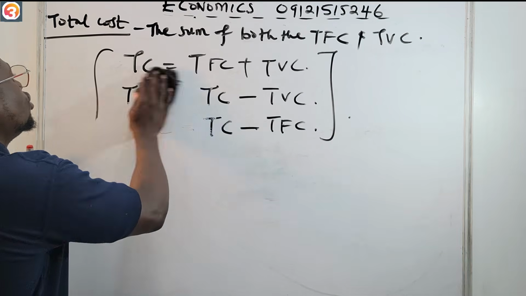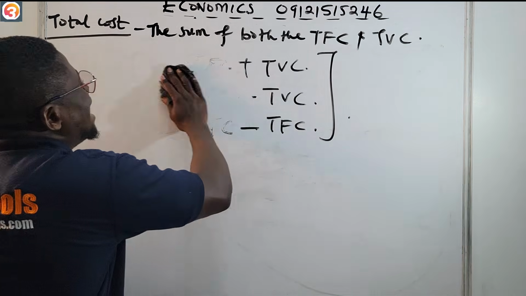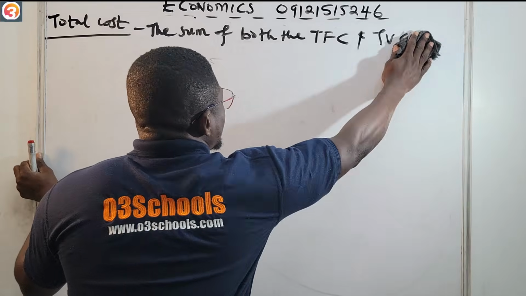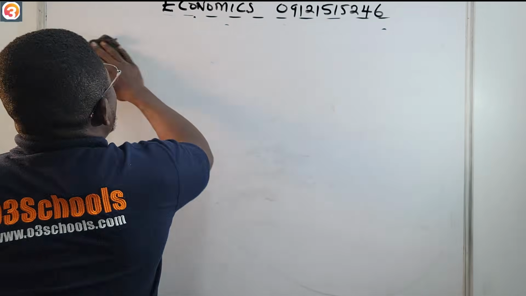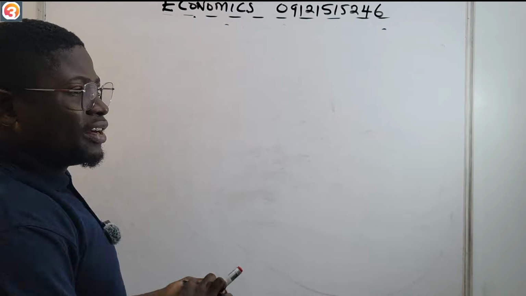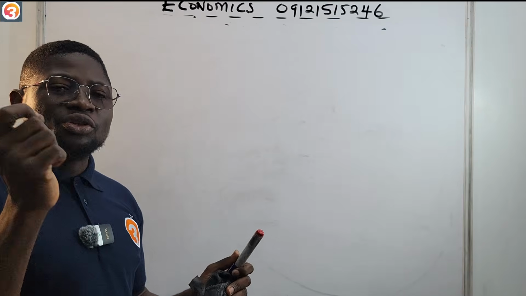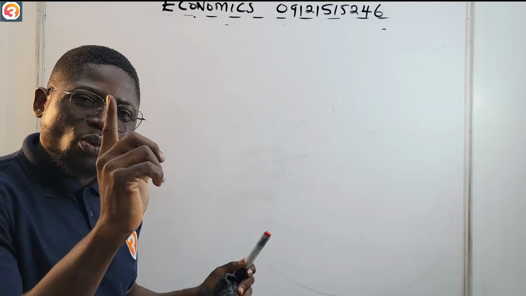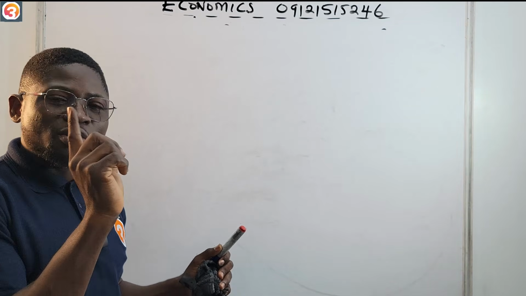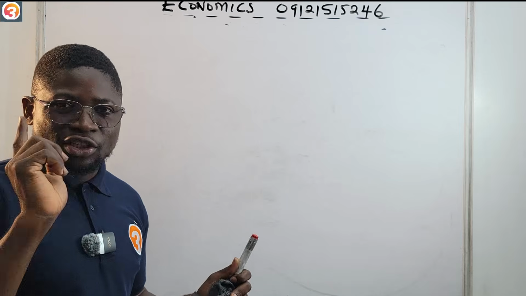Now, let us go to the next one, which is the average cost. Average cost is also called unit cost. It's the cost of producing just one unit, one unit of output. That's what we call average cost.